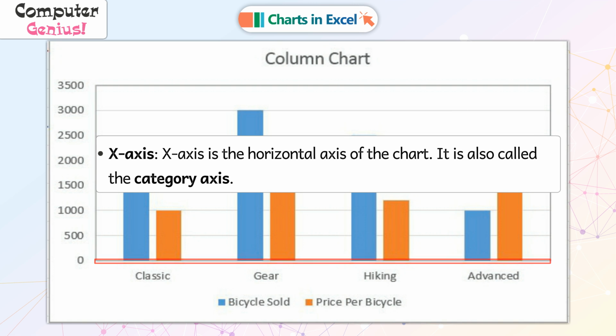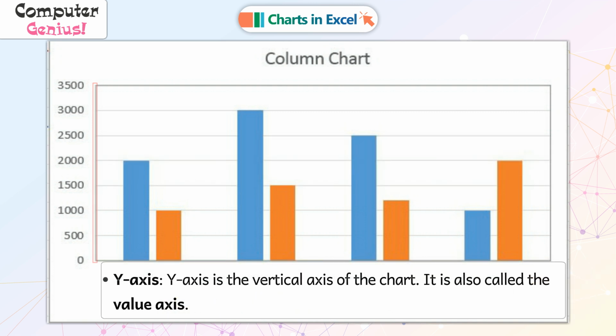X-axis. X-axis is the horizontal axis of the chart. It is also called the category axis. Y-axis. Y-axis is the vertical axis of the chart. It is also called the value axis.